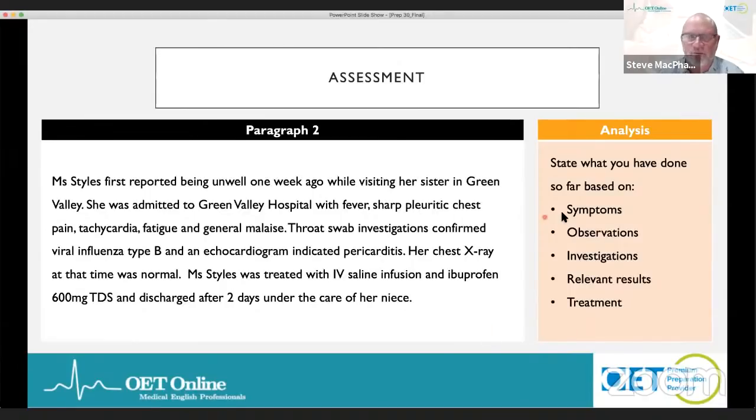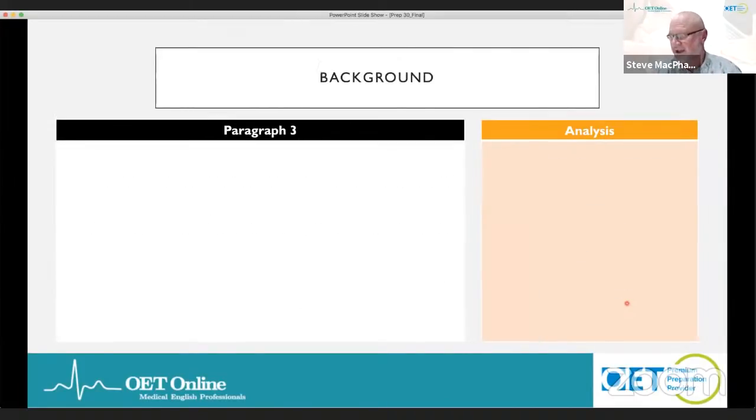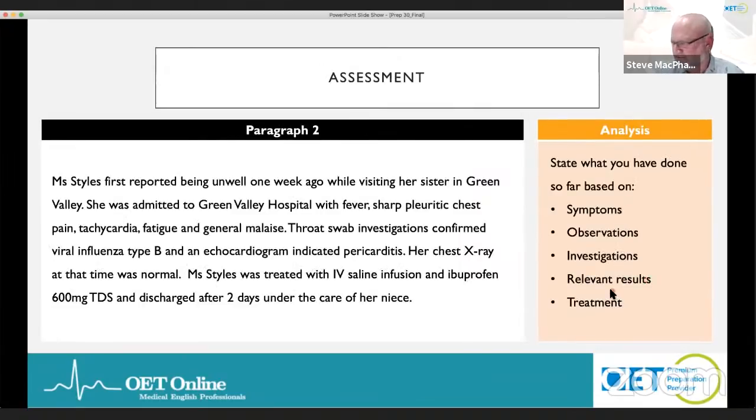Okay. So what have we done here, everyone, in the assessment criteria? Well, we stated what you've done so far. So this is a treatment, this is the first visit, but it's still part of the assessment because it's the chief complaint. It's the pericarditis. So what happened? The symptoms, the observations, investigations, relevant details, and treatment. But I suppose it's a little bit less important than the current situation. So that's why it's coming second. All right, so that's that paragraph, everyone.